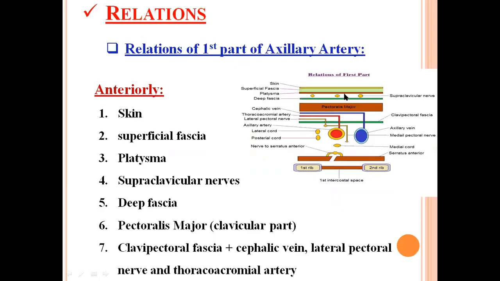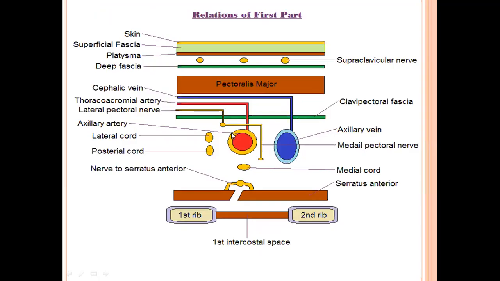The picture size is small but the concept is very clear. Relations of the first part of the axillary artery: it has skin, below which we have superficial fascia, then platysma muscle, then supraclavicular nerves, then deep fascia, then pectoralis major, then the clavipectoral fascia pierced by the cephalic vein, lateral pectoral nerve and thoracoacromial artery. So this forms the anterior relations.